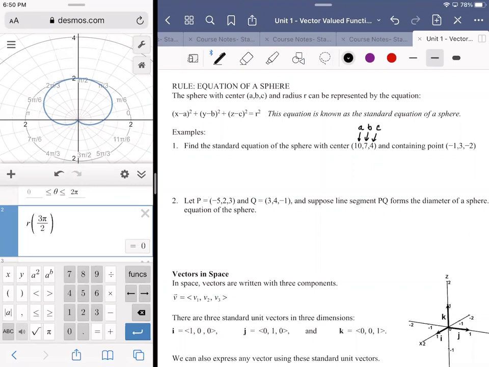All right. So when they tell us that we have a sphere that has a center of this and contains a point of that, then in order to write the equation, we have to find the distance between those 2 points. You know, because in a sphere, we're going from the center out.